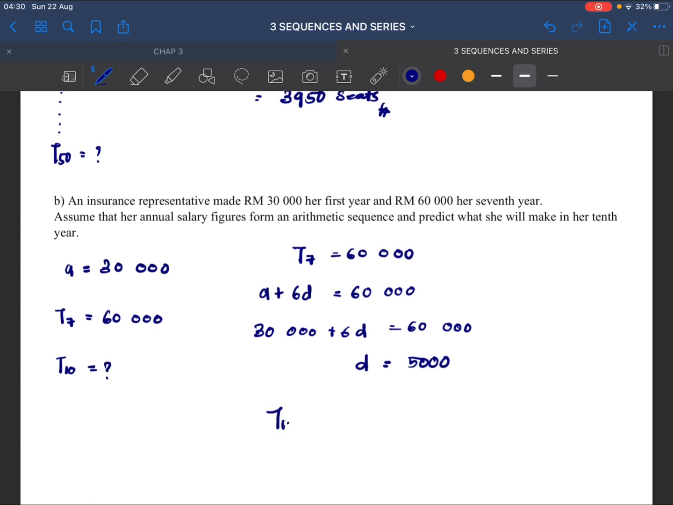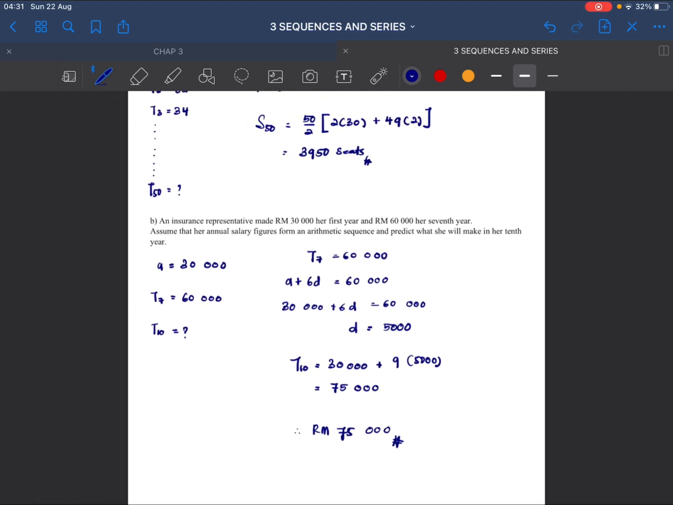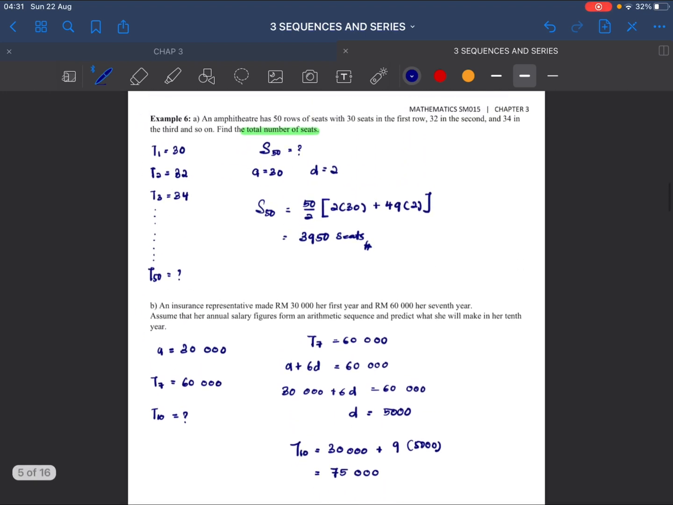So T10 is equals to a, our a is 30,000, plus n minus 1, which is 9, times d. So here we have 75,000. So our final answer, the salary is RM75,000. Okay, so that is all about arithmetic sequence, arithmetic series, arithmetic progression.